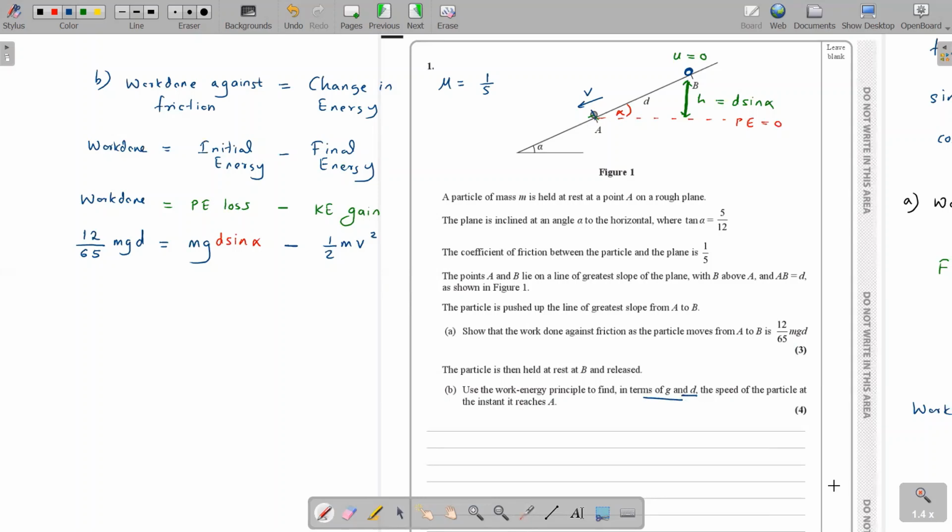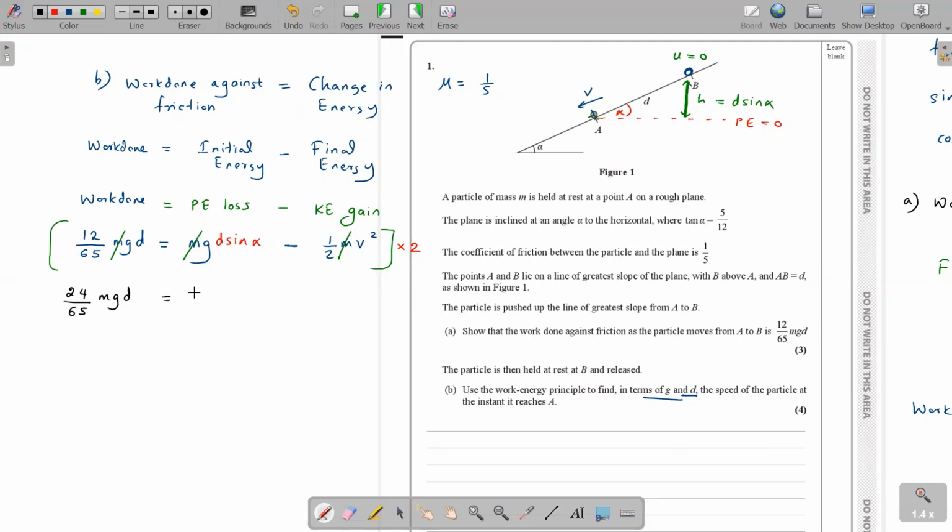Okay, then you're supposed to find your V in terms of G and D. What cancels out here? I think you can see the m term will cancel out. Do you agree with me? And we can input the sine alpha value and multiply the whole equation by 2, because I want to make v square the subject. There's a half here. So my target is to make v square the subject, so I'll multiply the whole equation by 2. So what do we get here? 12 over 65. When you multiply by 2, I get 24 over 65.